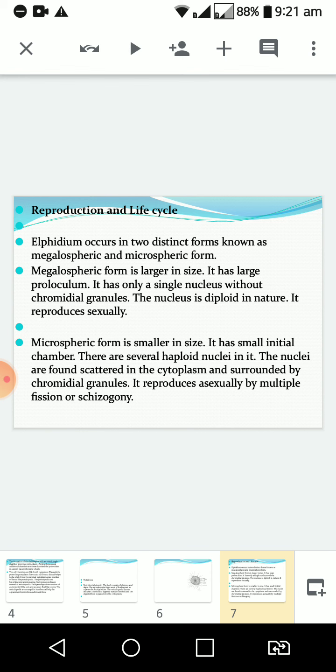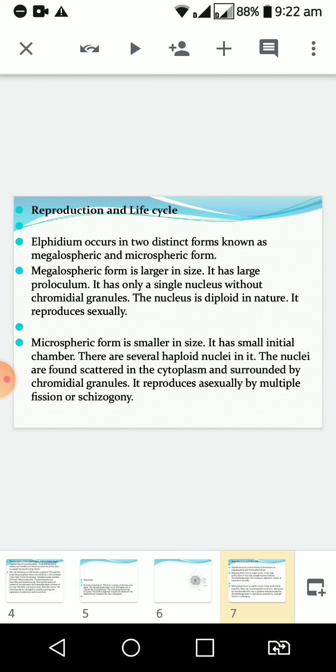So that is the importance of the microsporic form. Particularly, asexual reproduction takes place by multiple fission. The multiple fission occurs, or sometimes zygogony also takes place. So this is about the megalosporic forms and microsporic forms.